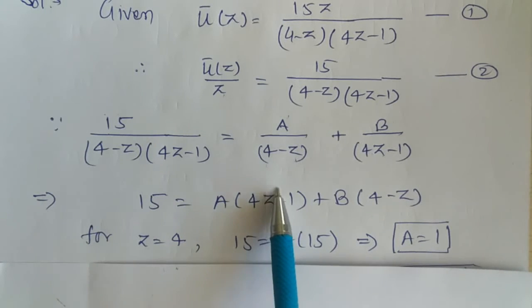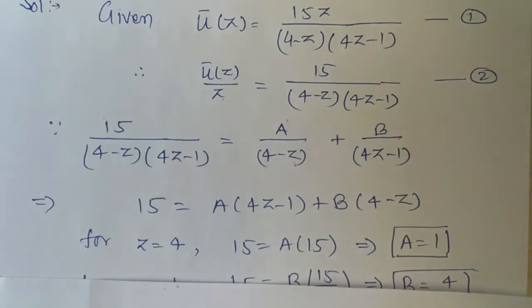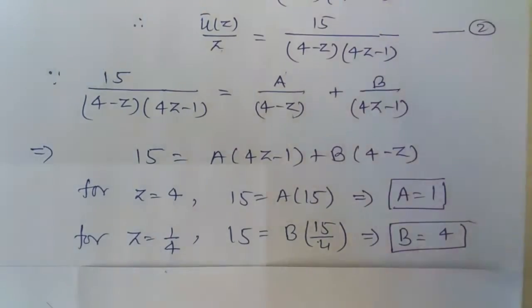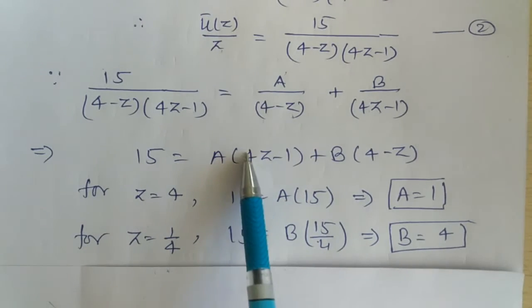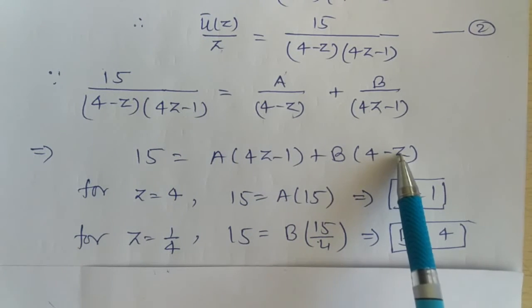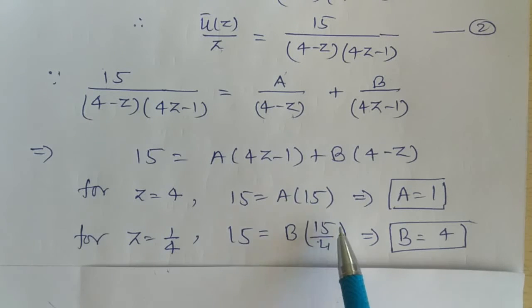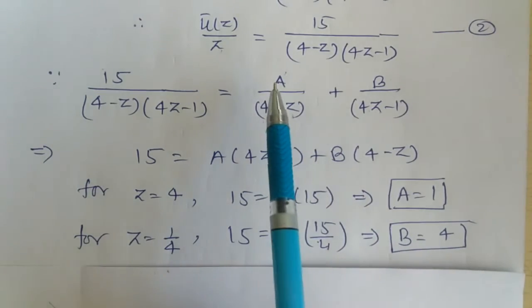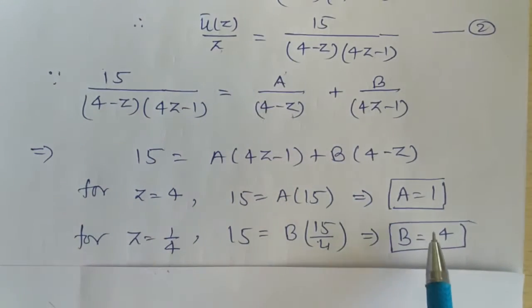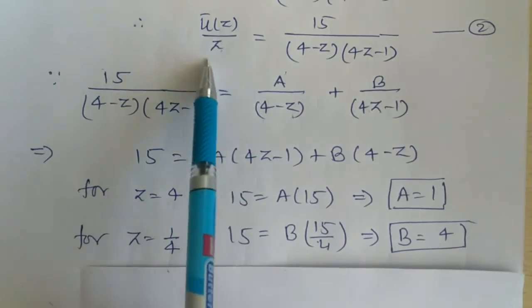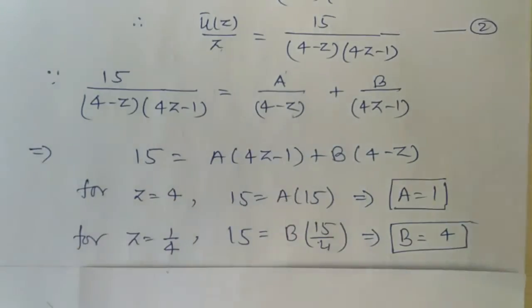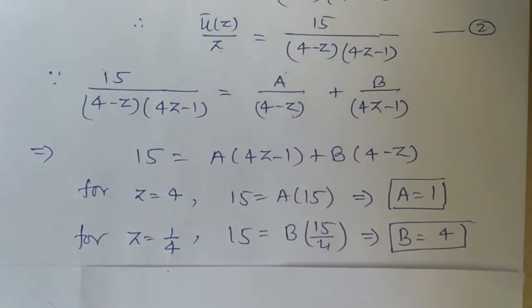Now for z equal to 1 by 4, 4 into 1 by 4 is 1, and 1 minus 1 is 0. So for z equal to 1 by 4, we get 15 equal to 0 plus b into (4 minus 1 by 4), which is 15 by 4. 15 cancels, and we get the value of b is 4. So we find the values of a and b: a is 1 and b is 4. So the partial fraction of u bar z upon z is this, for a equal to 1 and b equal to 4.